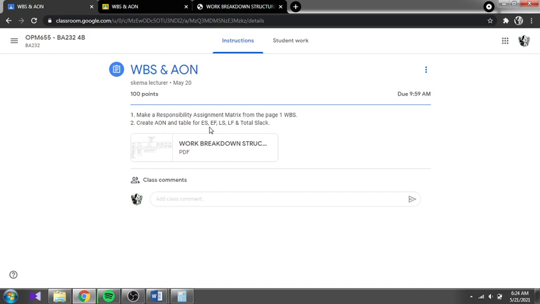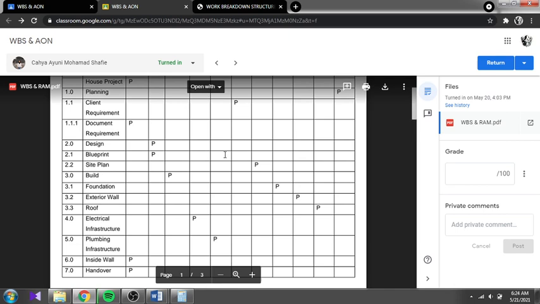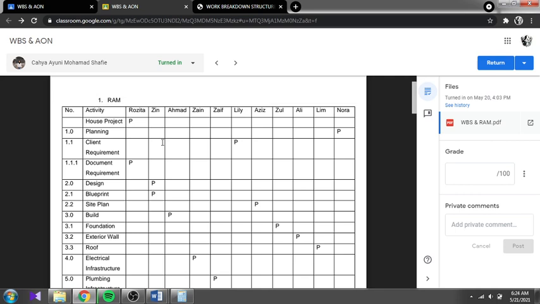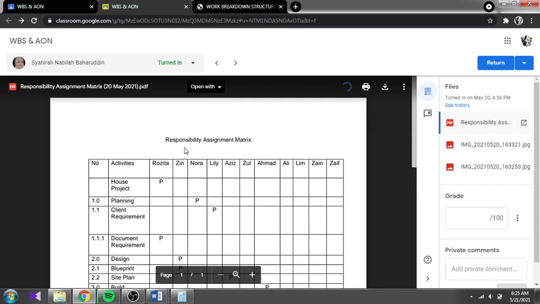Okay, I have seen that most of you have turned up and submitted this assignment, very good. Just a few had a small mistake, maybe just misinformation or miscommunication. You did not really put in the table for this responsibility assignment matrix.